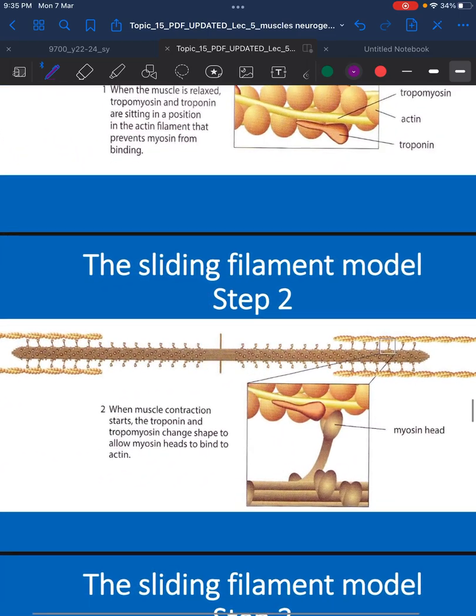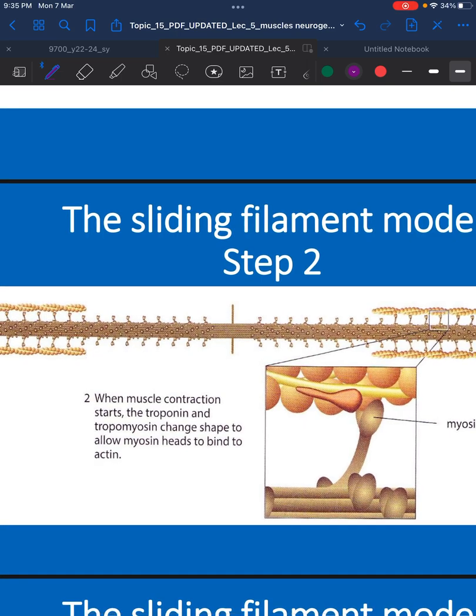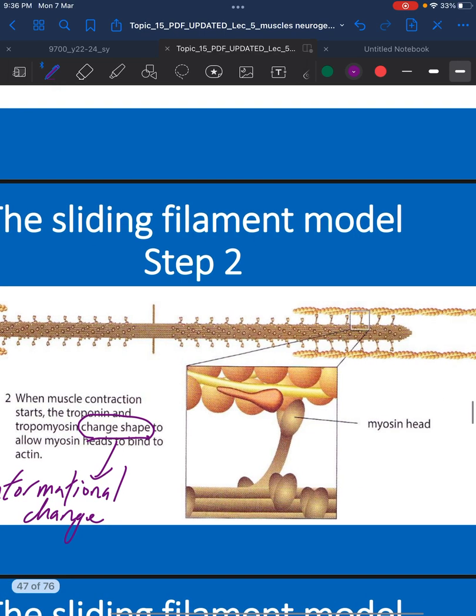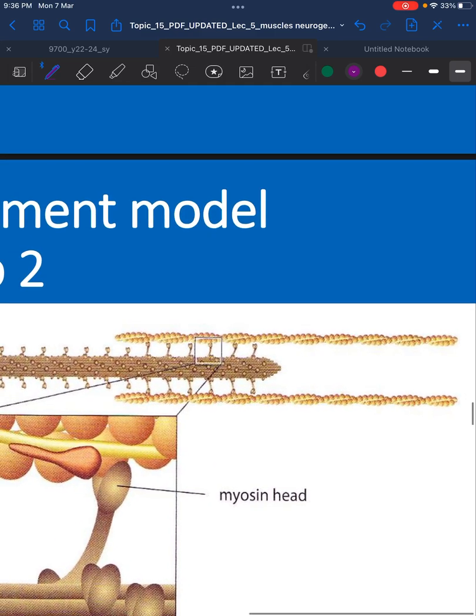Okay, and the next one here, when muscle contraction starts, the troponin and tropomyosin change shape to allow myosin to bind with the actin. So this change of shape here is what we called just now conformational change. Okay, conformational change. Okay, today we're not going to show you the video because the video is meant to be on Wednesday. Yeah, I will show you the link to the video of this sliding filament model.